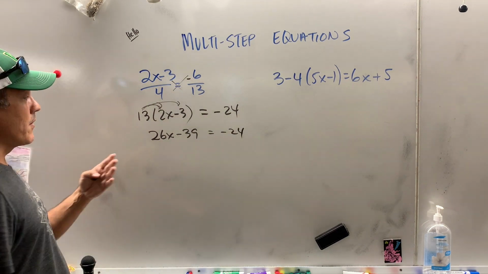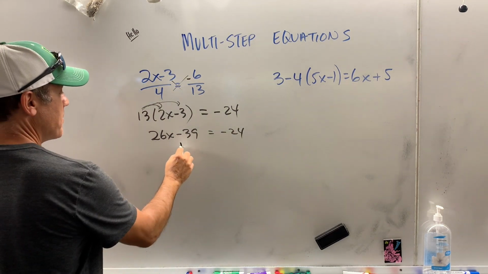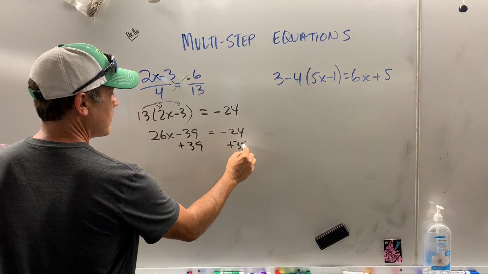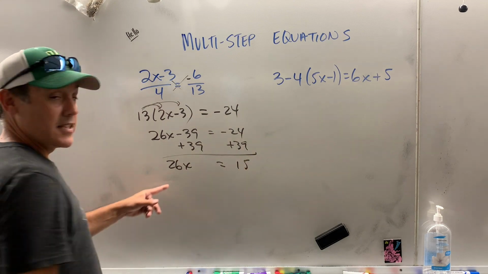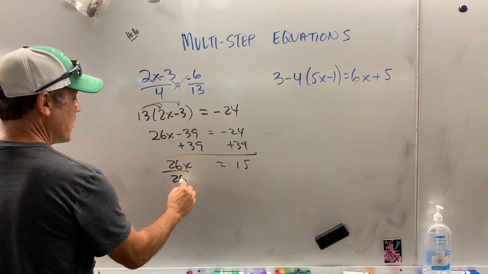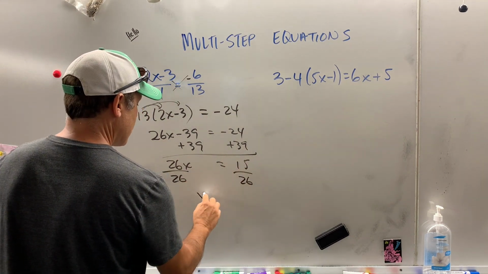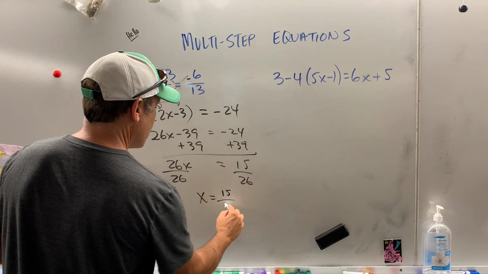X is on the left already, it's positive, I'm going to leave it there. I'm going to add 39 to both sides. 26x equals 15. To polish it off, divide both sides by 26. X equals 15 over 26.